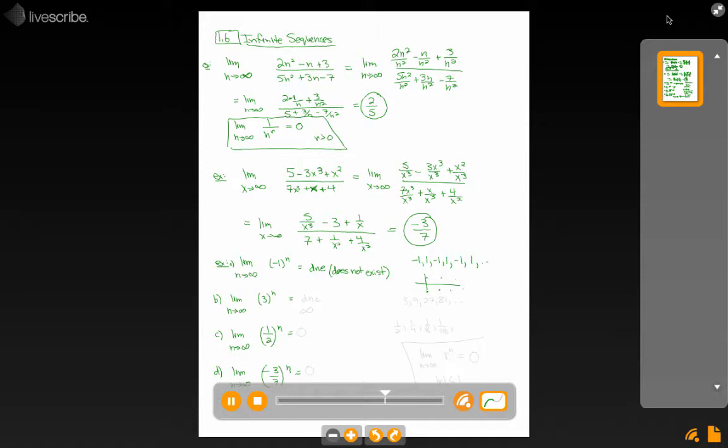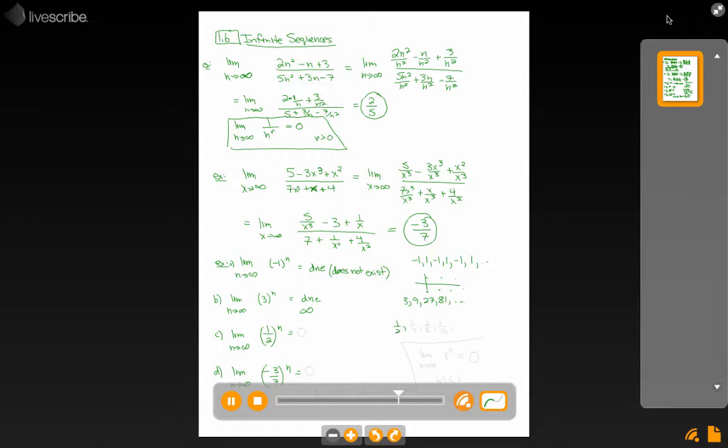The next one, limit as n goes to infinity of 3 to the n. If I list the numbers, I've got 3, 9, 27, 81, etc. They just increase without bound. It's exponential growth, and so again, you just say it does not exist. Some people will actually say infinity. It's a bit more descriptive, I suppose, than does not exist, but definitely you can't state a real number answer to this.